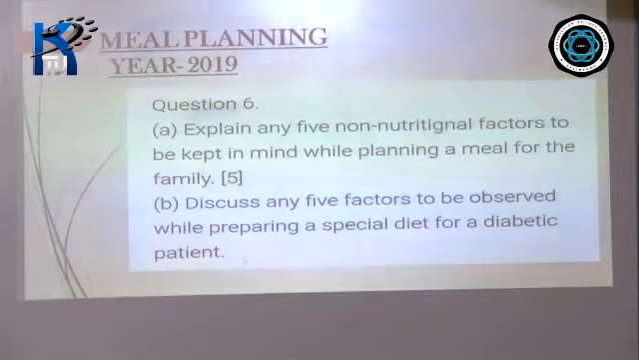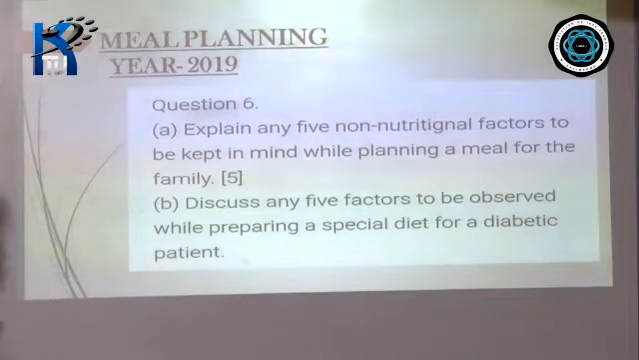Now moving on to my next chapter, meal planning for the family. Meal planning, as you know, is a very important part for a family because a family consists of elderly people, young adults, etc. So for this reason, a good meal planning has to be done, which means that everyone in the family must get a balanced diet.